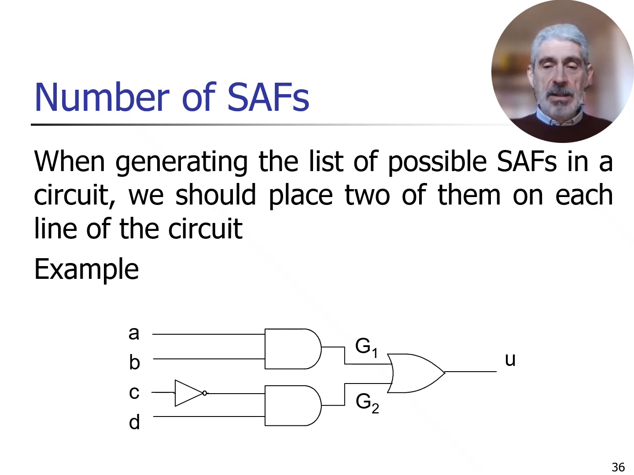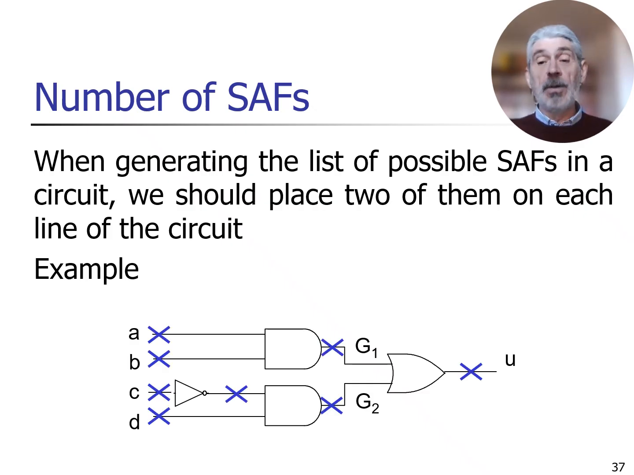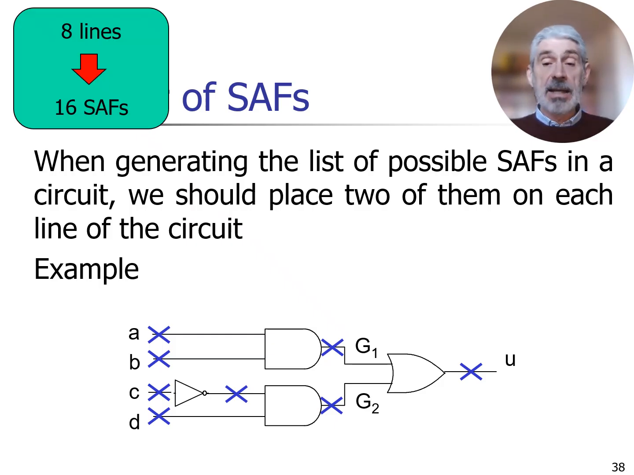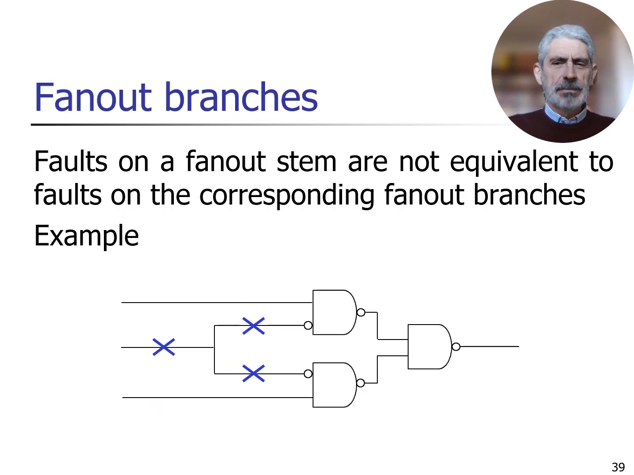Let's consider a simple example, the same circuit as before. Which are the fault locations? There are, in this case, 8 fault locations, 8 lines where a stuck-at may exist. This means that there are 16 possible stuck-at faults in our circuit.